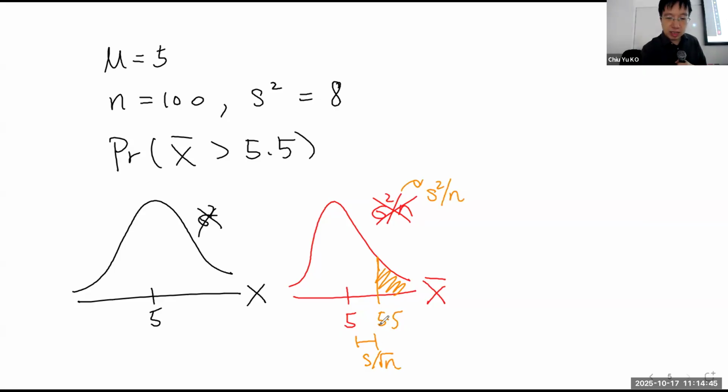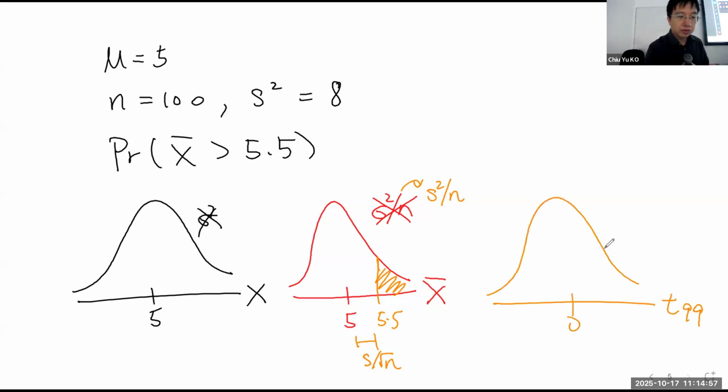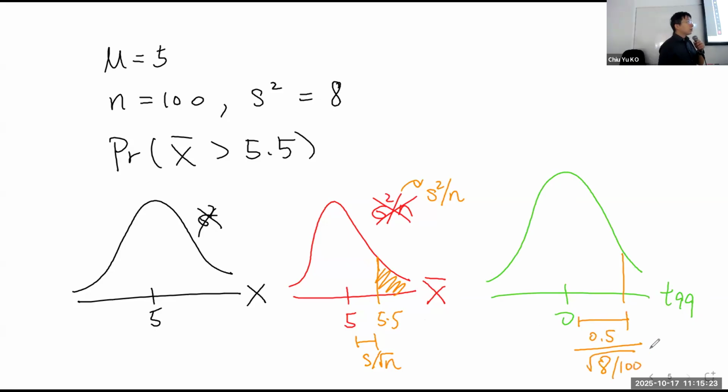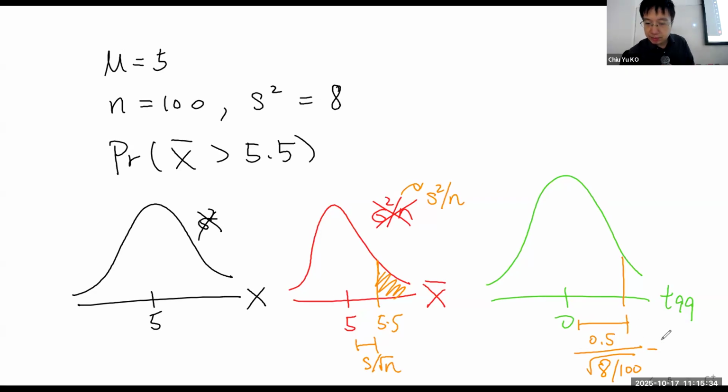The number you calculate will be T with 99 degrees of freedom, centered at 0 here. This one is just 0.5 over the square root of 8 over 100. And what's that number? It's 1.768.